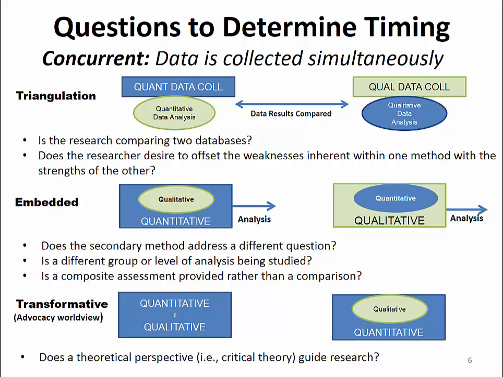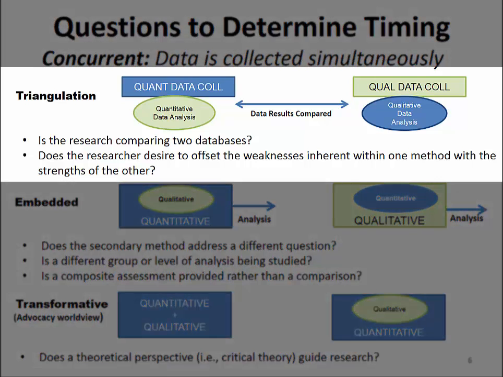There are several questions that will help to decide which method to choose first. We will discuss concurrent data collection first. Then on the next slide, we will discuss sequential data collection. First, the triangulation approach compares two databases to find out if there is convergence, difference, or some combination.